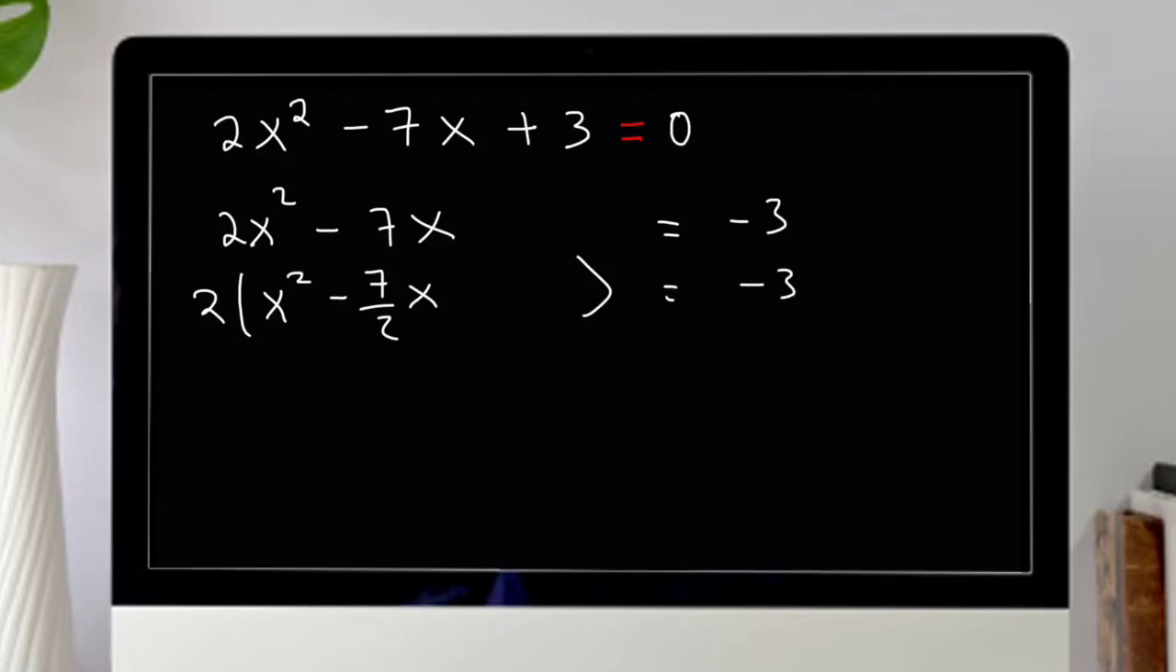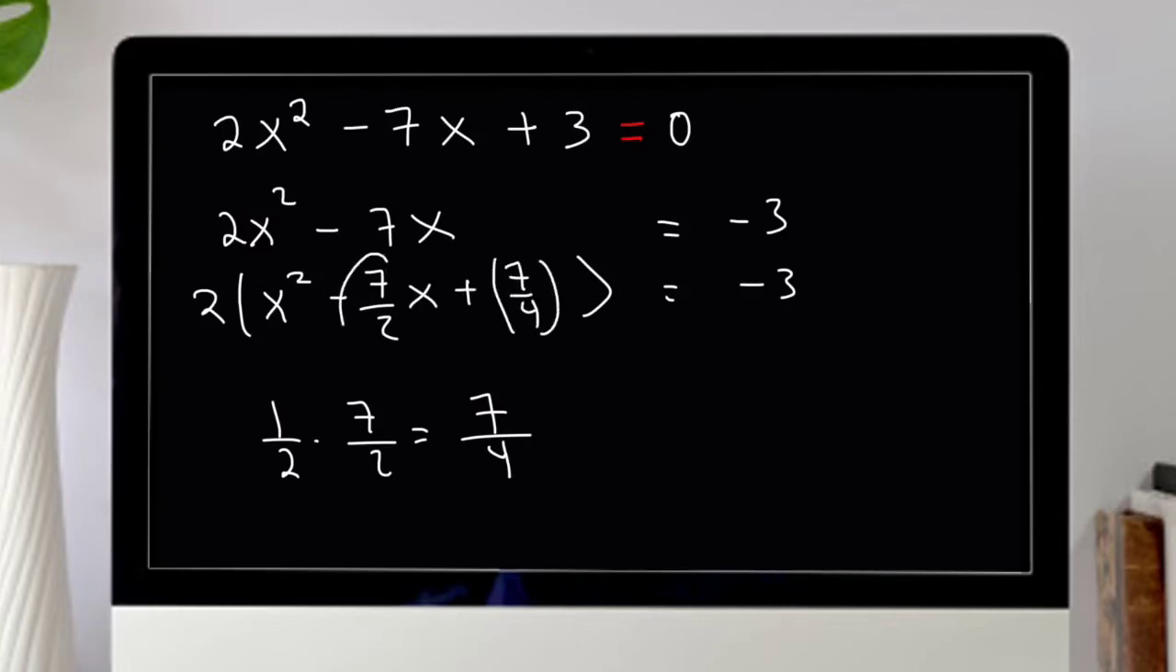At this point, we want to complete the square inside of the parentheses, not outside of it. To do that, we need to take half of 7 over 2. But what is half of 7 over 2? To find the answer, multiply 7 over 2 by 1/2, and so you get 7 over 4. Thus, to divide 7 over 2 by 2, just multiply the denominator by 2. So we're going to get plus 7 over 4.